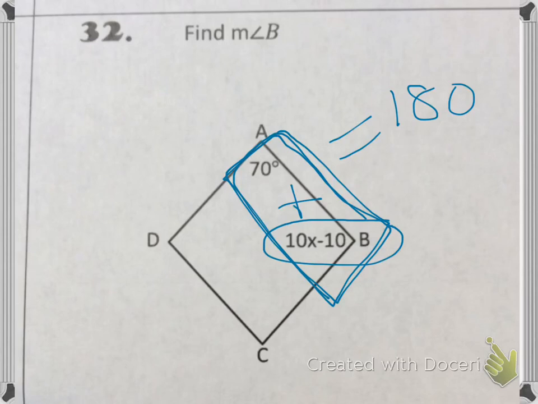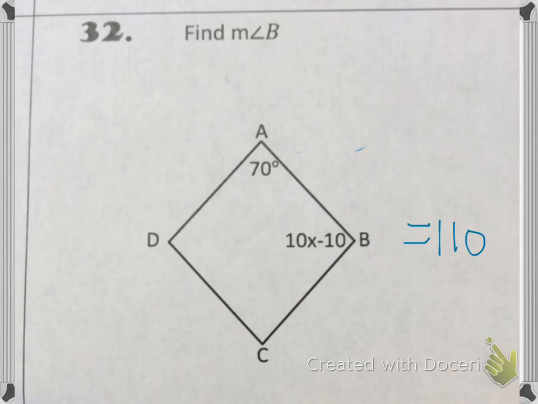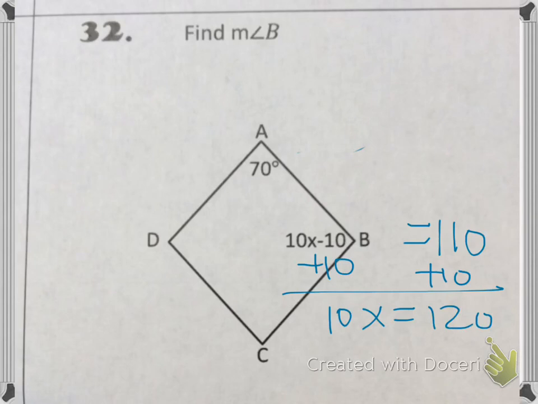So I like to look at it this way and I say, well, if they add to be 180 and this one's already 70, then if I take 70 off of 180, this one has to be 110, because 180 minus the 70 only leaves me 110 degrees. So what I'm going to do is take that angle right there, set it equal to 110 degrees, and just solve it. So I'm going to add that 10 to the other side. So I get 10x equals 120. I'm going to divide both sides by 10. And I get x equals 12 for my final answer.